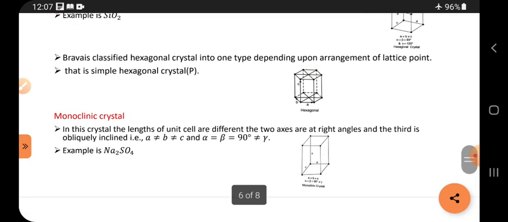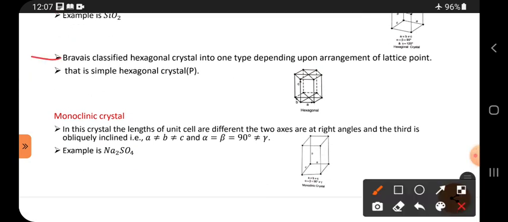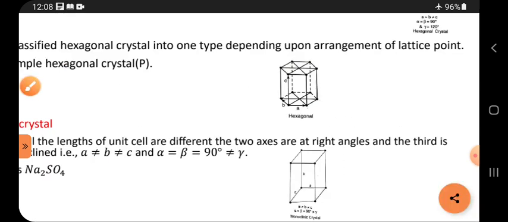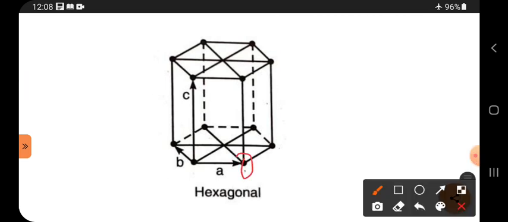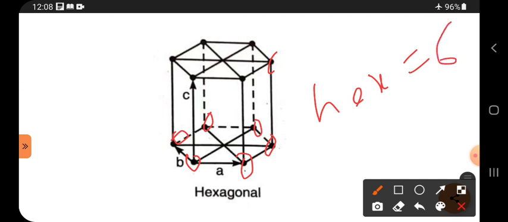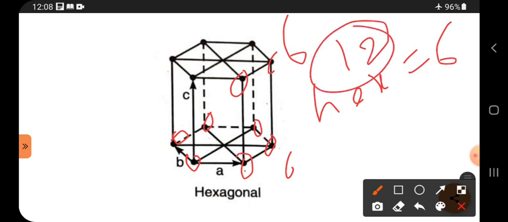According to Bravais, he classified the hexagonal crystal into one type only, depending upon the arrangement of lattice points. That is the simple hexagonal crystal. See how many corners: one, two, three, four, five, six. Hex means six. So totally the bottom 6 and the top 6, totally 12 lattice points are there.